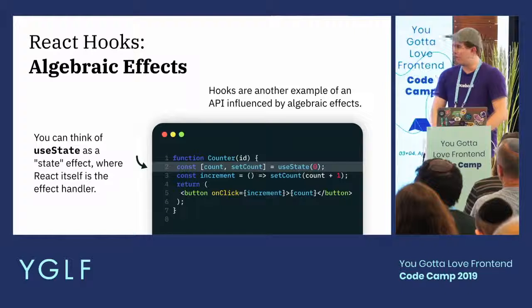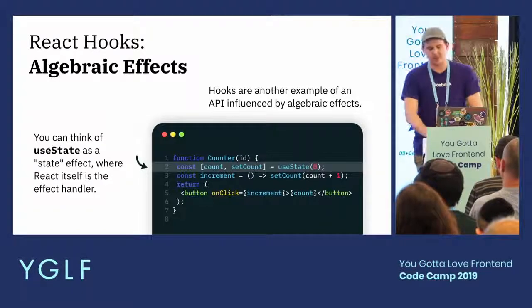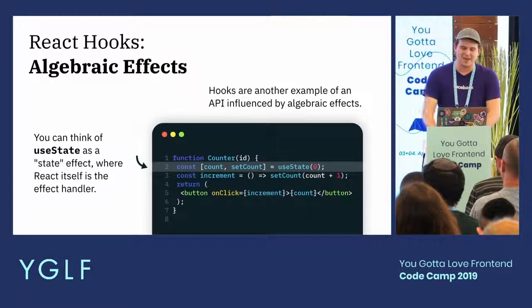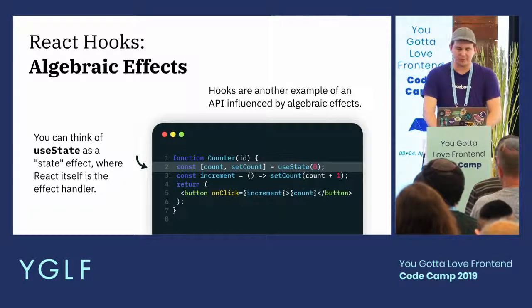Another really quick example of how algebraic effects have influenced the React API is hooks. So one thing, hooks don't throw promises or anything like that. Don't worry about that. Suspense is unique in that way. But they're modeled in a very similar way to algebraic effects. And I think these have been brought up a few times, so hopefully they're a little familiar by now.